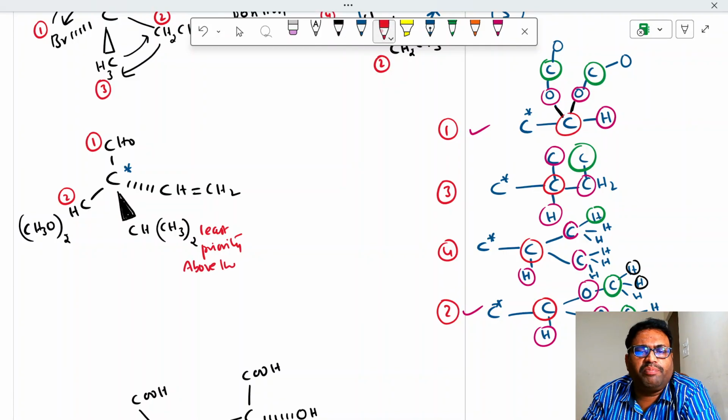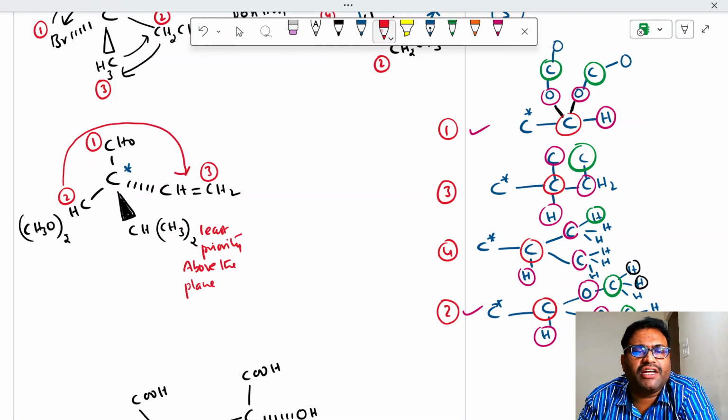So if it is above the plane, what are you finding? Let us rotate. You are finding a clockwise arrow. But the least priority group should be away from the plane, below the plane, and it is above the plane. As it is above the plane, whatever arrow you are finding, you have to write the opposite. What will be the opposite? You are finding R, the opposite is S. So the molecule is S.